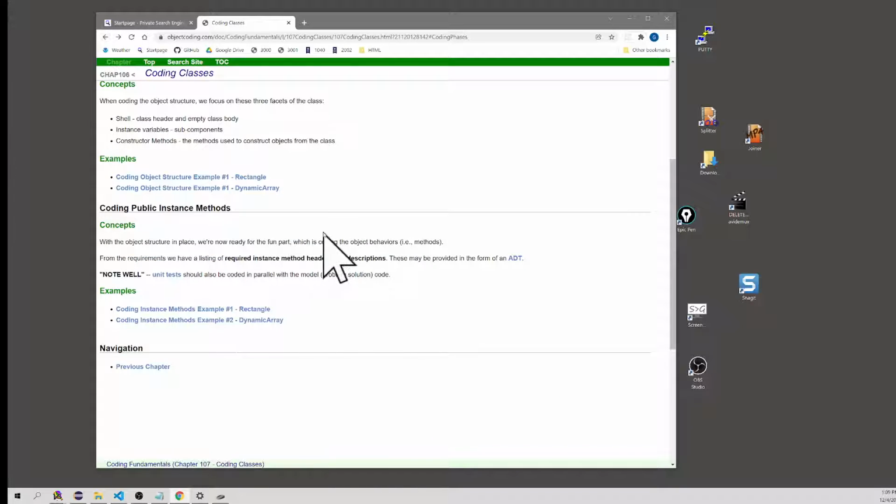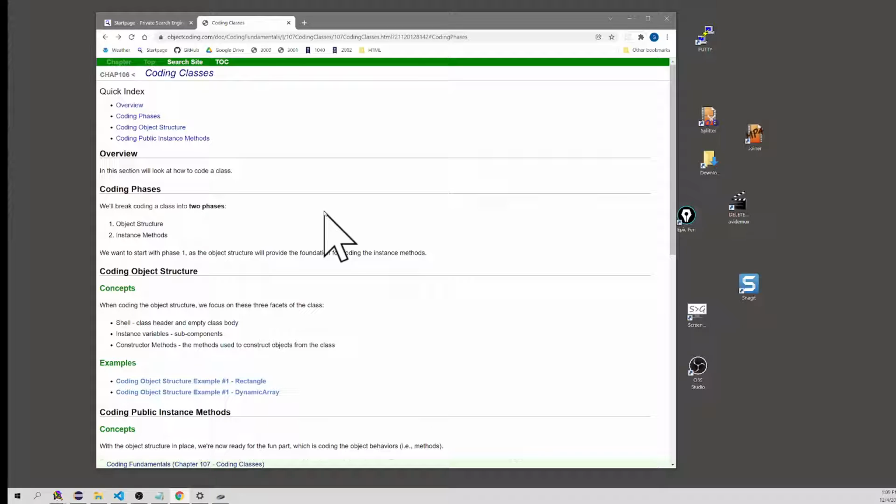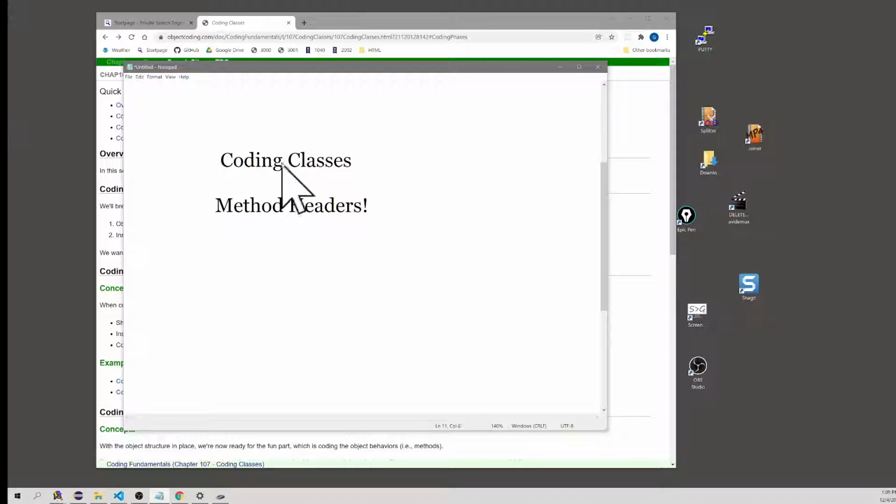So I'll keep it short because it really is a short pattern there, and it's really about coding classes. And as you noticed, this is really a big driver for us, the method headers.